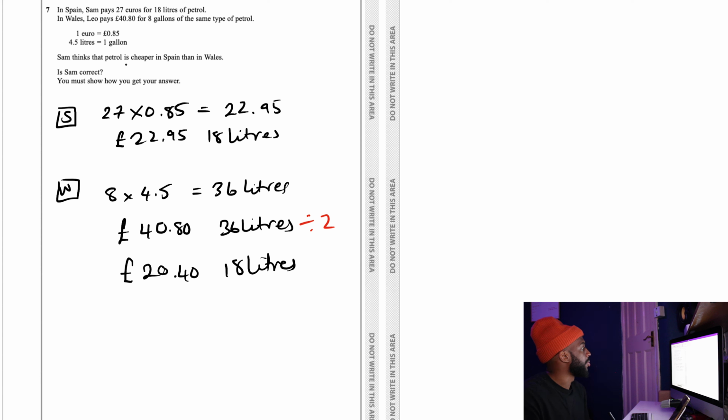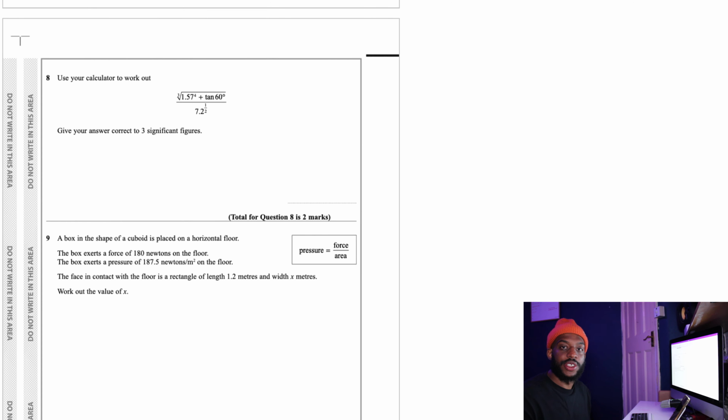It says Sam thinks the petrol is cheaper in Spain than Wales. Is Sam correct? So we can see no, Sam isn't correct. It's cheaper in Wales. Okay, we've got a calculator question. You're going to just throw this into your calculator. You're going to get a long answer, 0.739337, and so on. We're going to round that to 3 significant figures. In this case, we're going to round down, so it's going to be 0.739, and that's your answer.